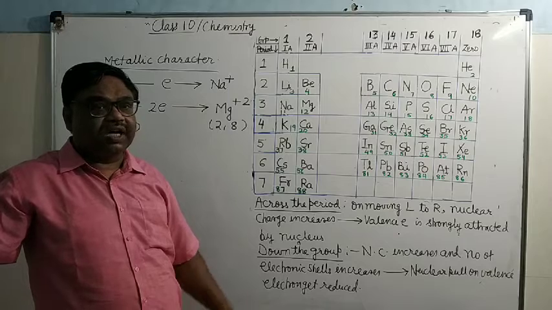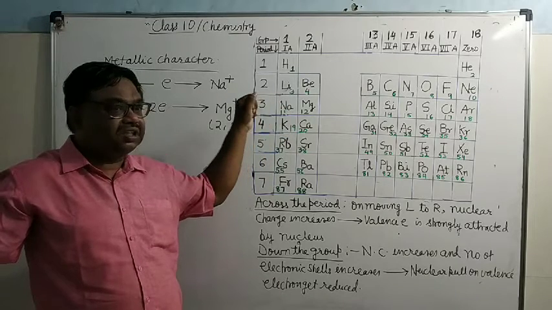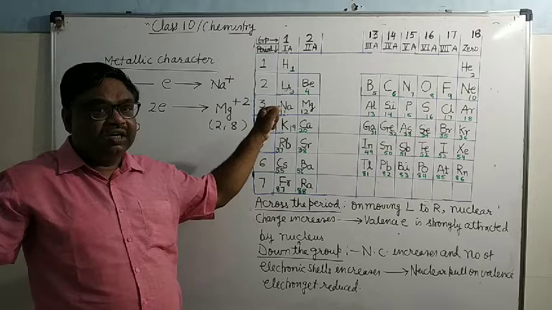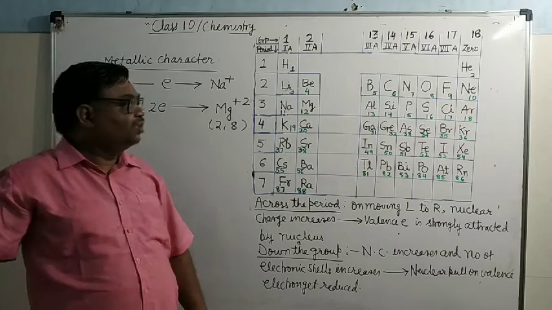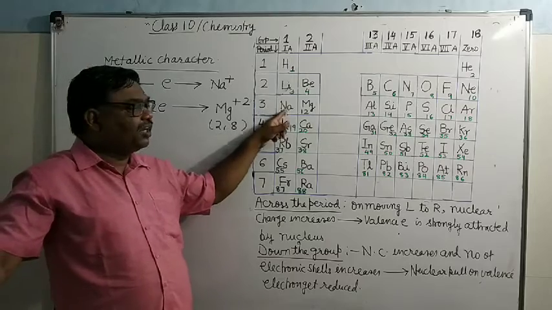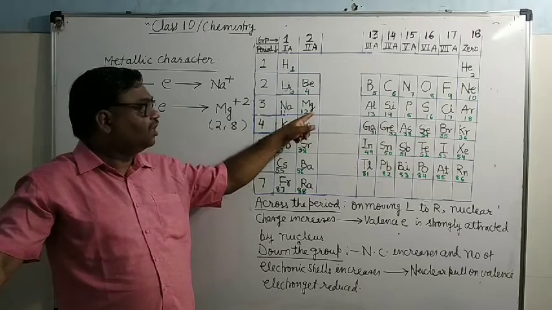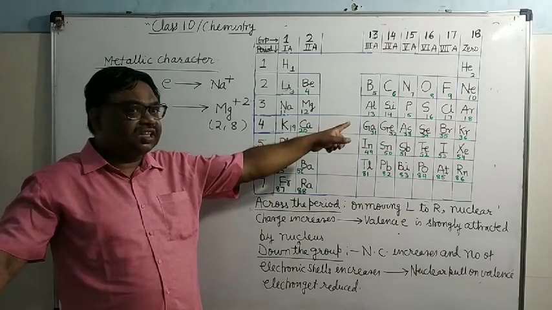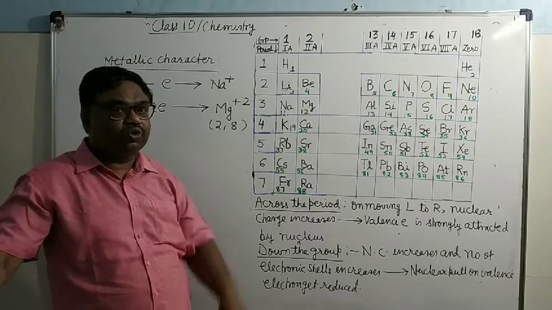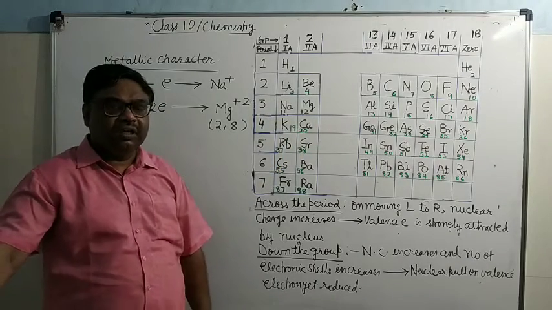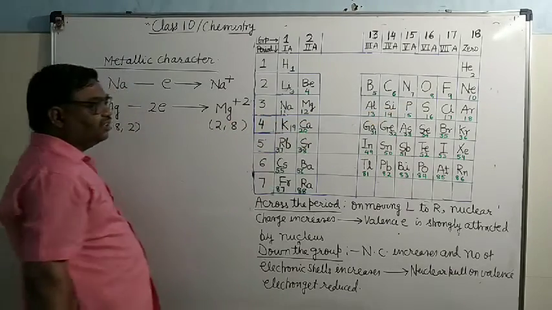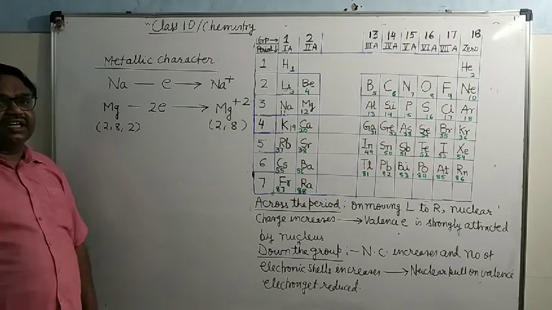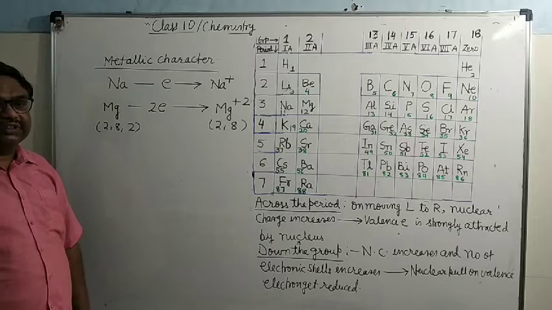It's clear? Because here valence electron is experiencing lesser force. It's clear? Lesser nuclear pull, so it can be removed very easily. So sodium is more metallic, magnesium is less metallic, aluminium is lesser metallic than sodium and magnesium. It's clear? So when we move left to right in any period, metallicity decreases, metallic character decreases. It's clear?